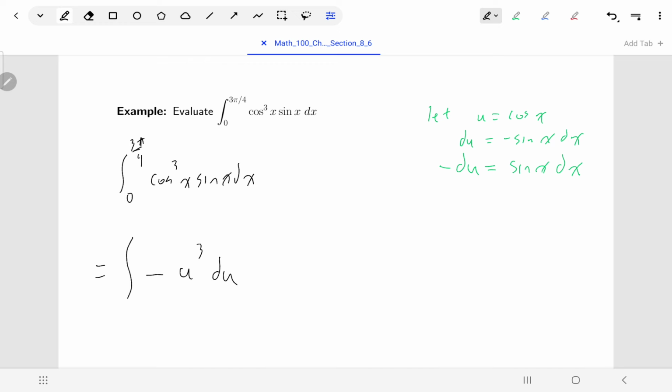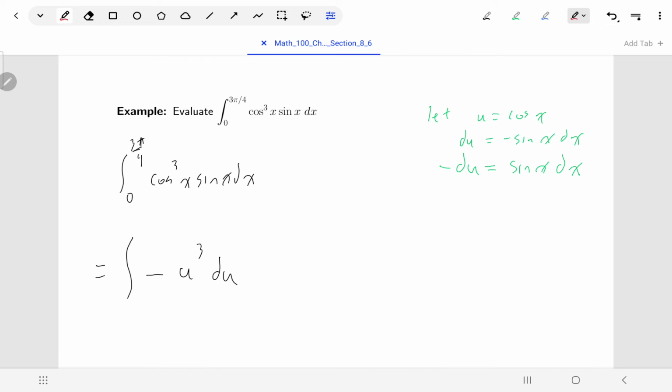But I have to change my limits of integration, because if I were to put 0 and 3 pi over 4 here, then this would be wrong. This would not be true. The 3 pi over 4, that's a value for x, and the 0, that's also a value for x. I'm integrating with respect to u, which means for a definite integral, the limits of integration need to be values of u. So this is what we need to figure out is, as x goes from 0 to 3 pi over 4, what happens for the values of u?